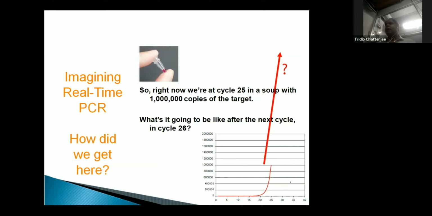But if we say at cycle number 25 the copy number is 10 lakhs and it is absolutely doubling, then in cycle number 26 it will be 20 lakhs. The increment is 10 lakh, and before that the increment was 5 lakh, before that 2.5 lakhs. So the increment is so huge.